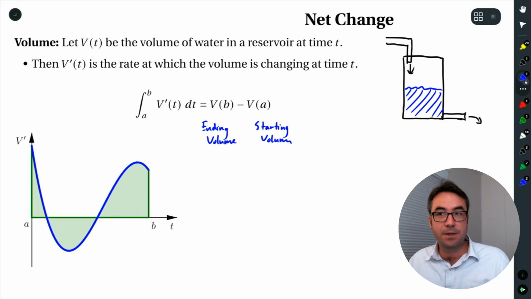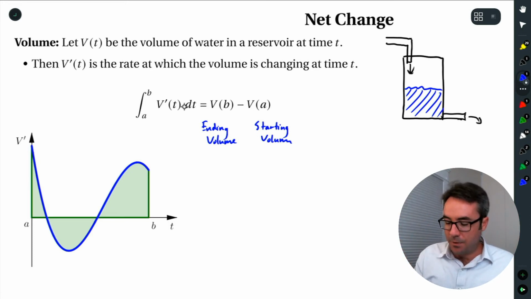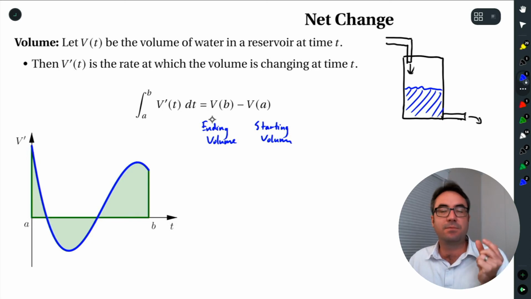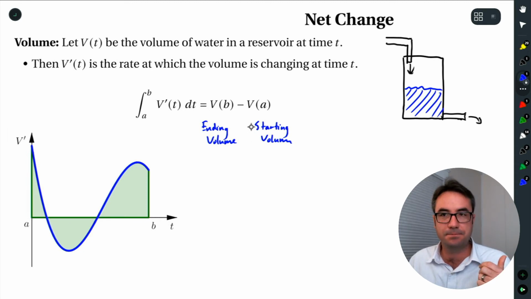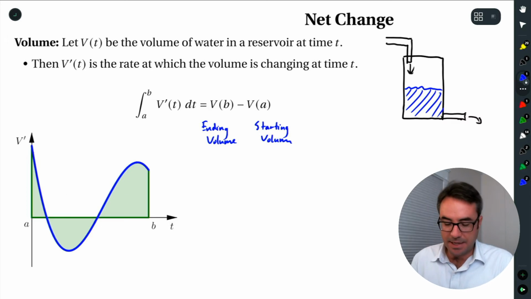So V prime is describing, at this one moment, water's coming in, or at another moment, water's going out. So it's taking all those tiny little changes at all those little instants in time, bundling them together, adding them all together. And what this definite integral is doing is giving you the net effect, the net change: our ending volume minus our starting volume. So it's going to be helpful to think of a little example here. So we have this graph for some V prime.